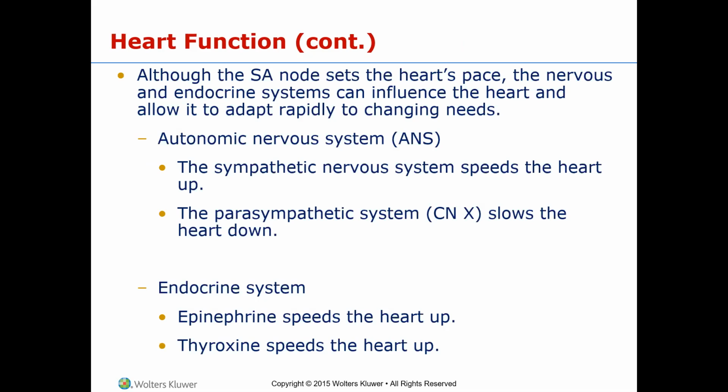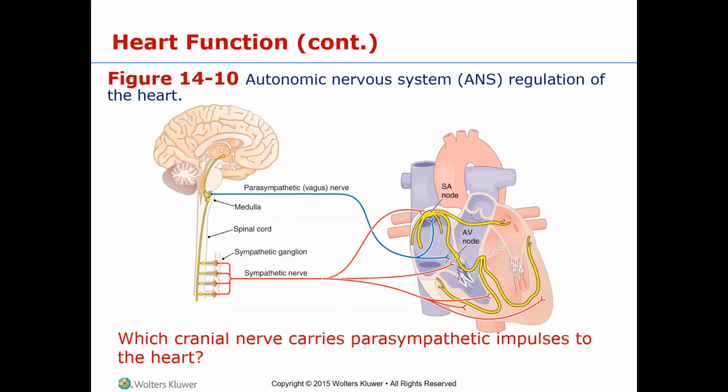Also, there are some hormones that are circulating that allow for the regulation of the heart rate, and that's epinephrine, which is going to speed up the heart, and then thyroxine as well. All of this is controlled, as I said, through the autonomic nervous system, through the parasympathetic system, and it comes from one of the cranial nerves, and it is the vagus nerve.